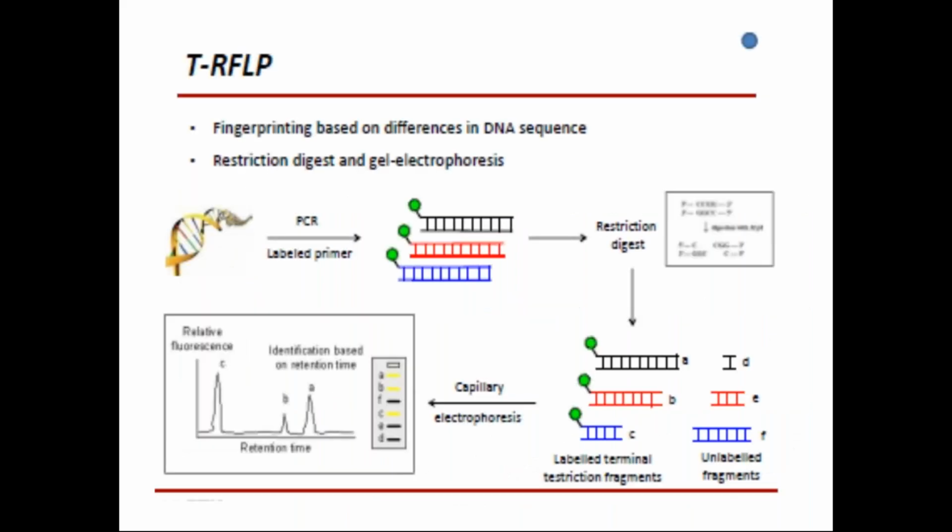Dear participants, this is another most important molecular technique in forensic DNA analysis. This is TRFLP, terminal restriction fragment length polymorphism. So what happens in RFLP? We extract the whole genomic DNA, then cut it into fragments by utilizing a specific restriction endonuclease enzyme.